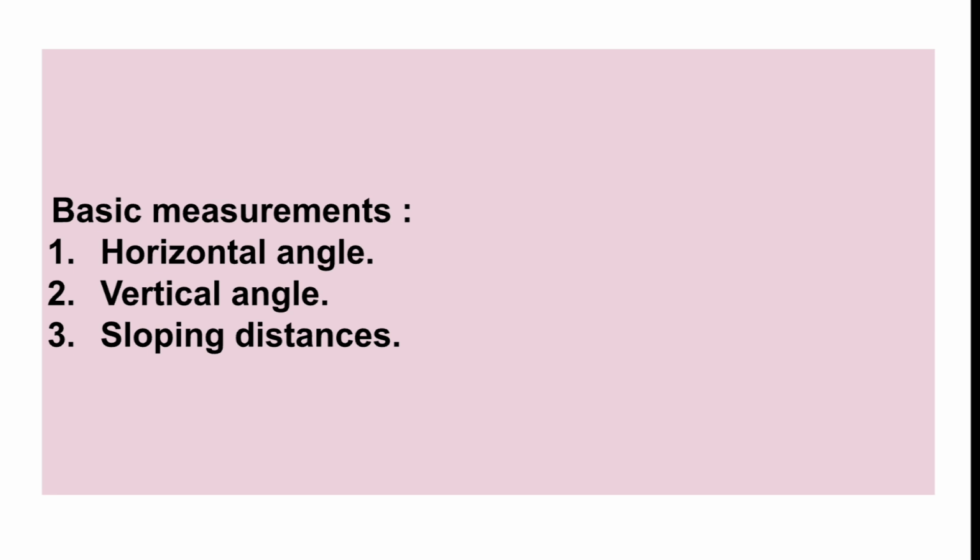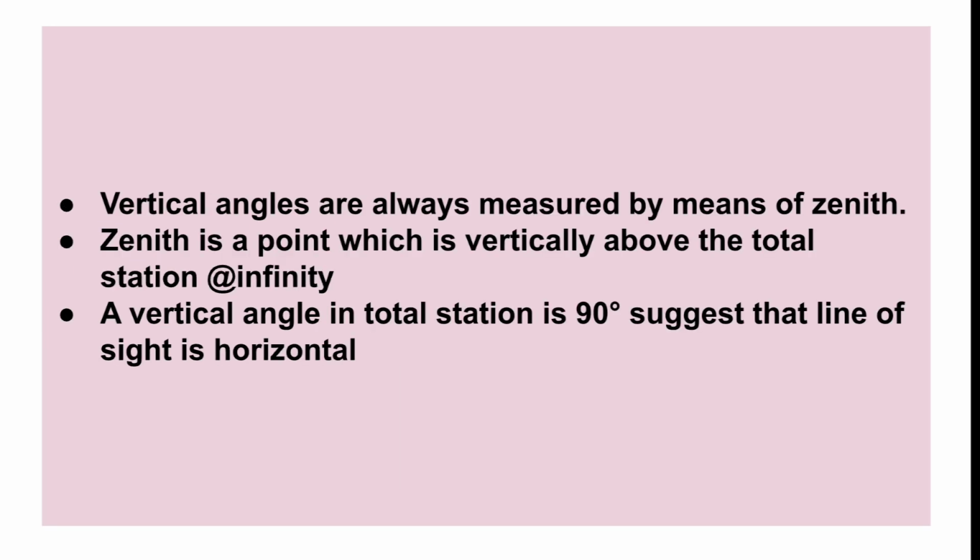Now let us discuss basic measurements. Horizontal angle, vertical angle and sloping distance are basically measured by the total station. Now vertical angles are always measured from the zenith. Zenith is a point which is vertically above the total station at infinite distance. A vertical angle of 90 degrees in a total station suggests that the line of sight is horizontal.